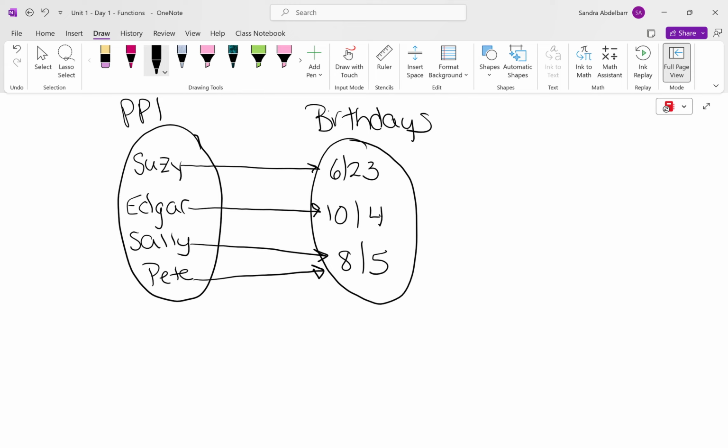This is still considered a function. Why? Is there any way Susie can have 2 different birthdays? There's no way. Susie is a person, she was born on one day. She cannot physically be born on 2 different days. It's impossible. So this is a function. Is it okay that both Sally and Pete are born on the same day, on 8/5? Absolutely. That's okay.